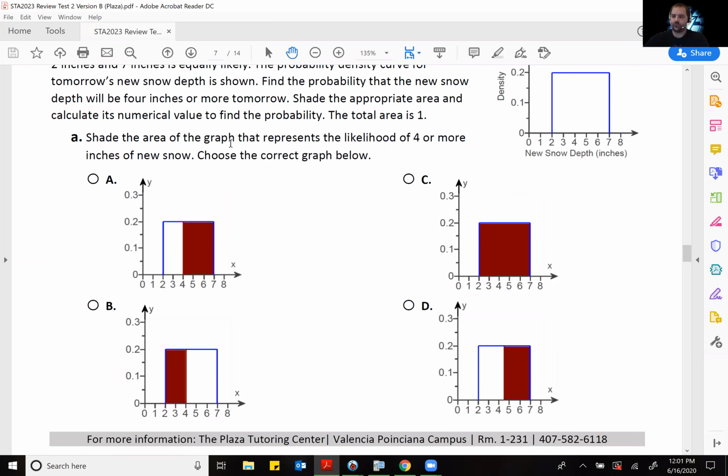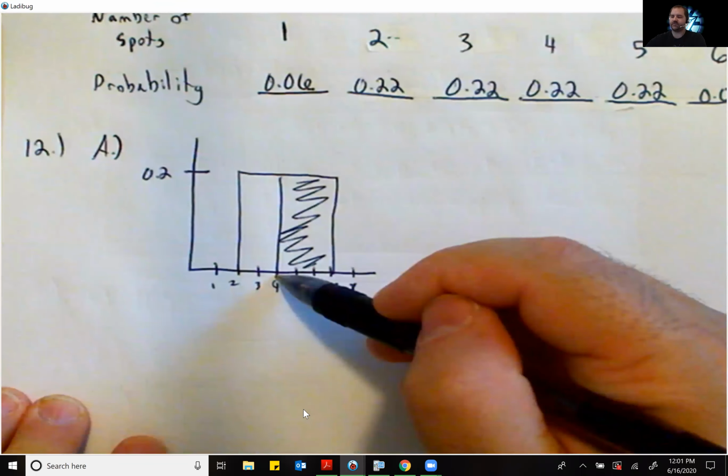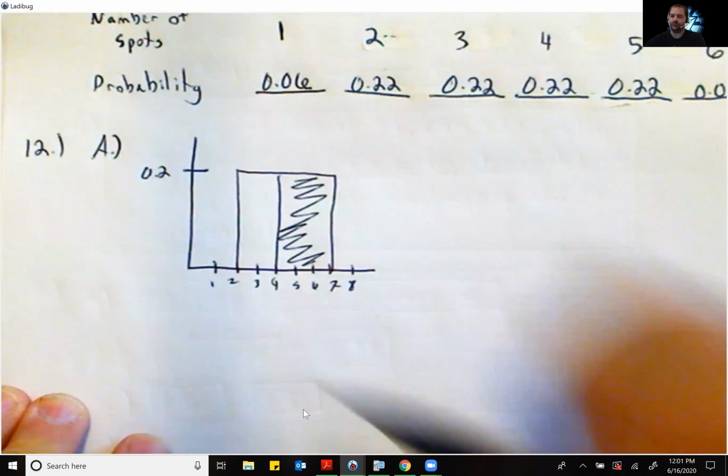And I'm going to do a quick version of this graph. 1, 2, 3, 4, 5, 6, 7, 8. 0.2. From 2 to 7. Okay. So this is the graph you chose. From 4 to 7, it was all shaded and it was up at 0.2.